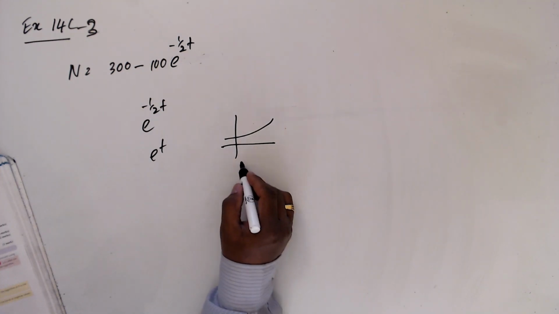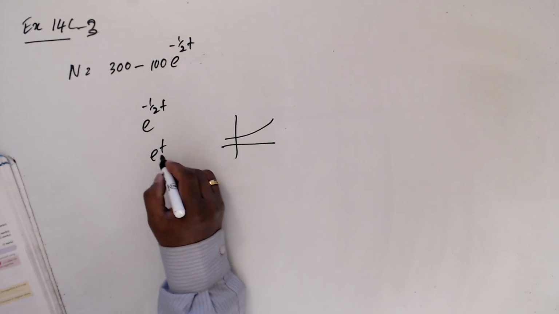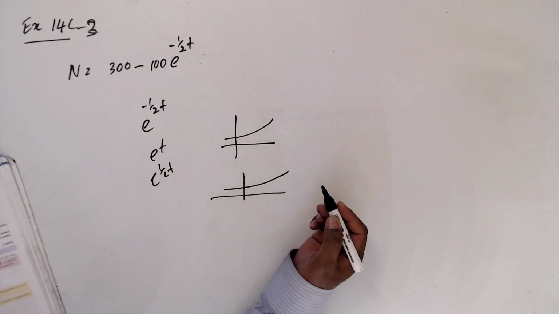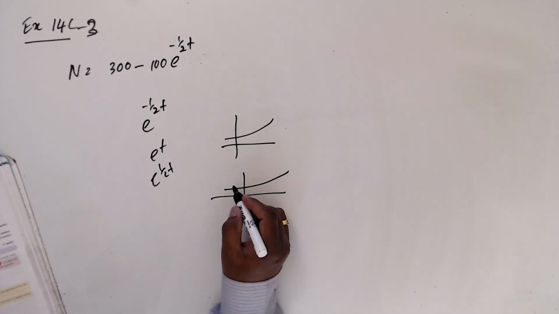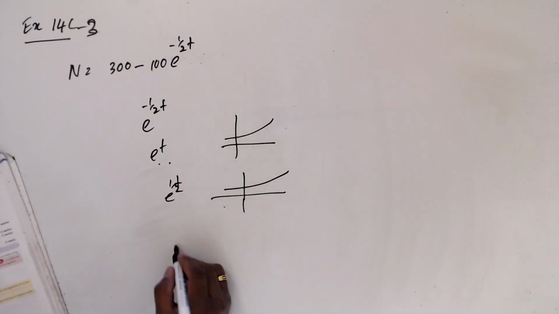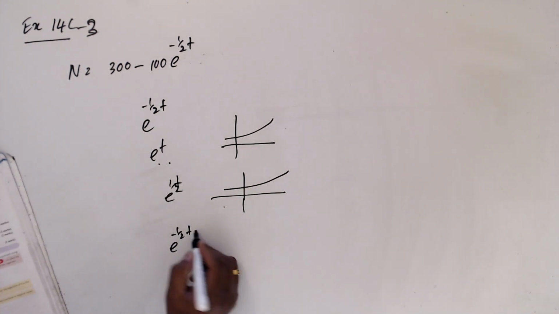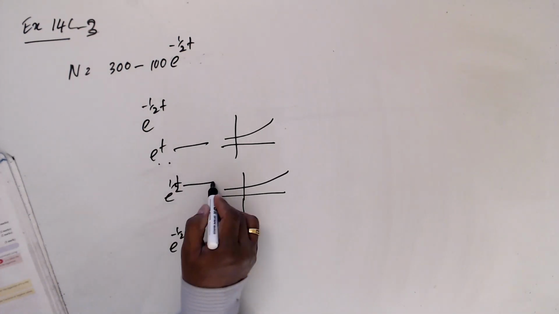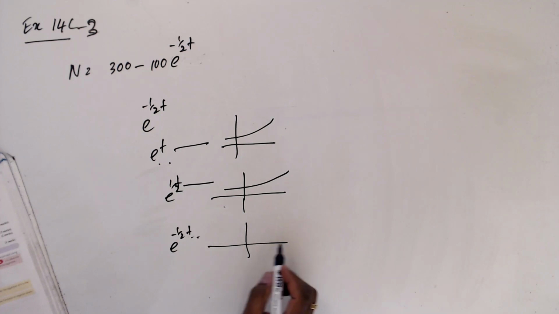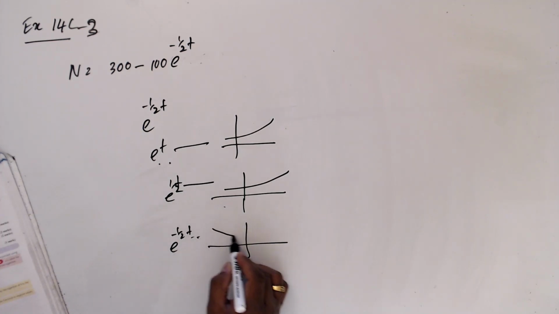Then e^(half a t). What does e^(half a t) look like? e^(half a t) is also this kind of graph. Then minus e^(half a t). Then e^(minus half a t). So e^t, e^(half a t), e^(minus half a t) is going to be this kind of graph.